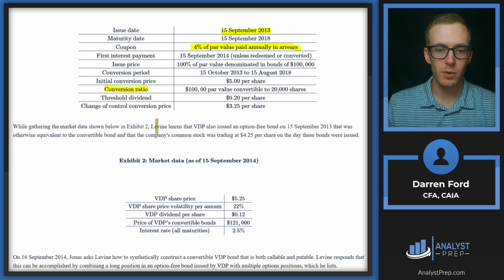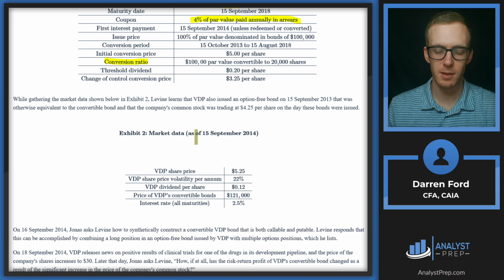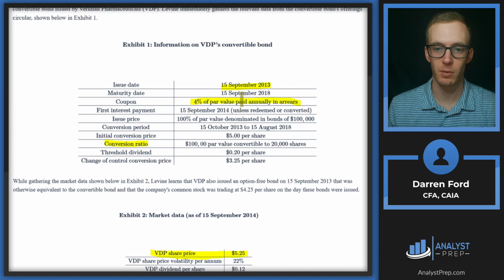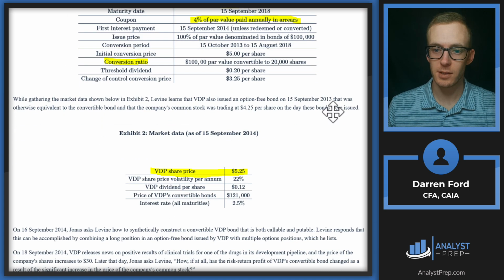While gathering the market data shown below in Exhibit 2, Levine learns that VDP also issued an option-free bond on 15 September that was otherwise equivalent to the convertible bond, and that the company's common stock was trading at $4.25 per share on the day these bonds were issued. Okay, so this is a little tricky because we do need to use this VDP share price, but we're not going to be using anything else in here. We're going to be using the convertible bond information up here since we're looking at the convertible bond, not the option-free bond. So let's bring in this information here.